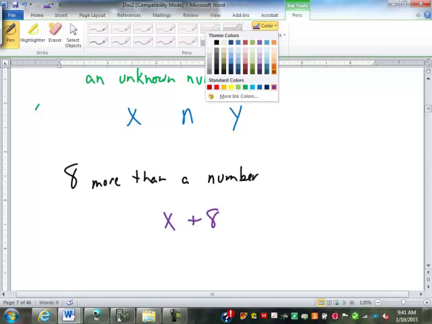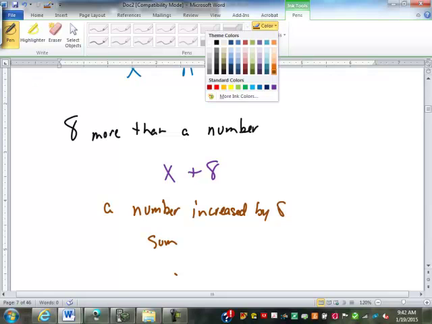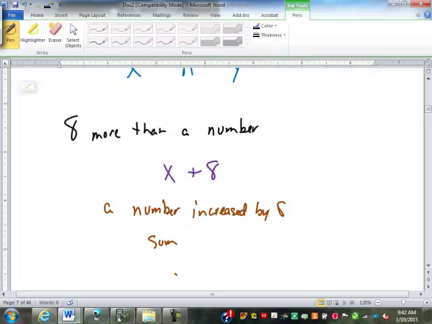Now there are a lot of other phrases out there that would imply addition, that would imply X plus 8. We could have a number increased by 8. That would be X plus 8. The sum of a number and 8. Or we could just have a number plus 8, or 8 added to a number. All sorts of phrases that imply addition. So that's the first thing you need to do, is start picking out those phrases that imply addition. Increased or more than. Sum means the result of an addition problem.